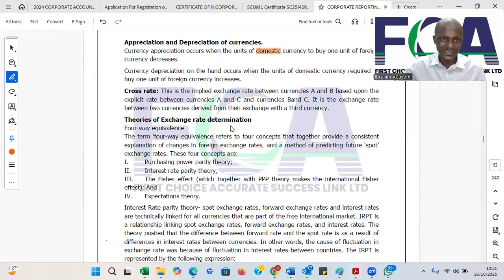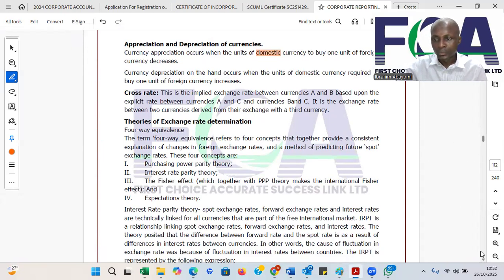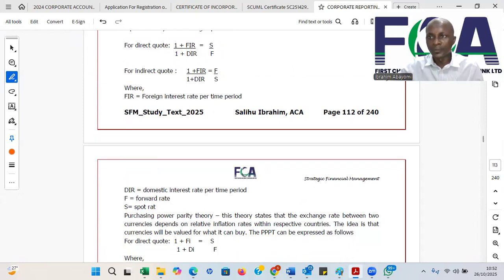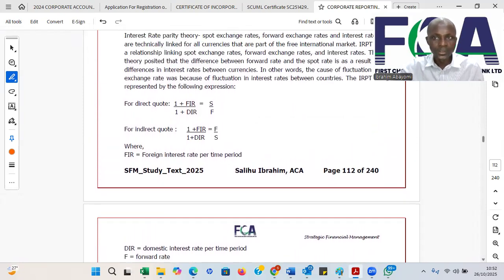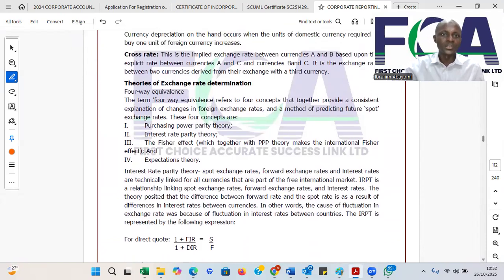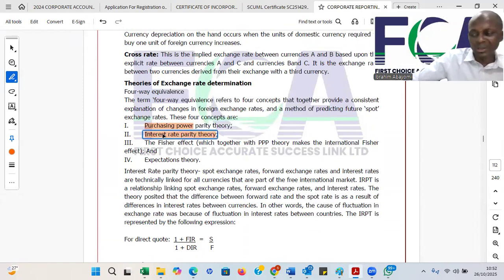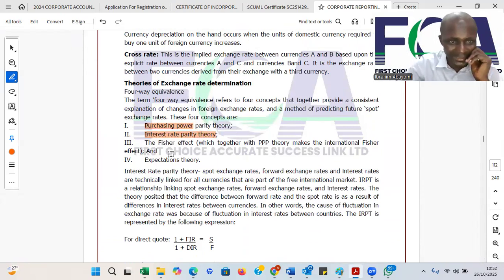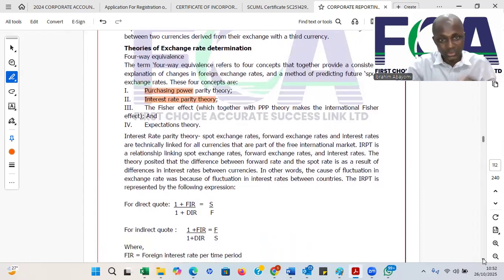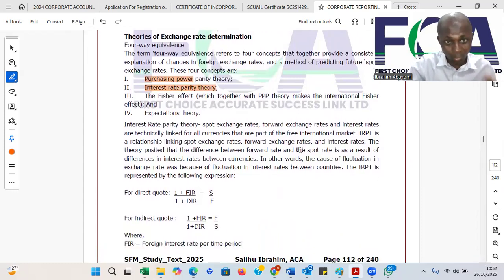All right, let's go back to our material. We have discussed cross rates. So let's quickly talk about theories of exchange rate. I'm going to discuss purchasing power parity, interest rate parity, the international, okay, I will discuss it briefly. I won't go much deep into that. Then we have the expectation theory anyway. All these ones are just something you need to know by theory. Okay, know what they mean.